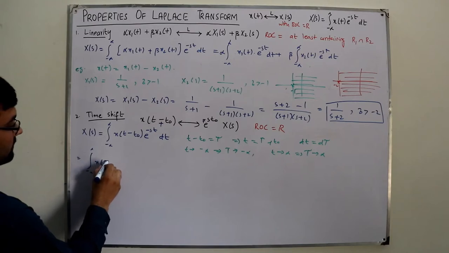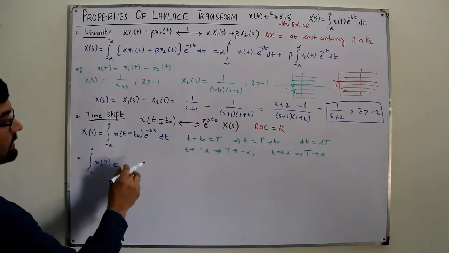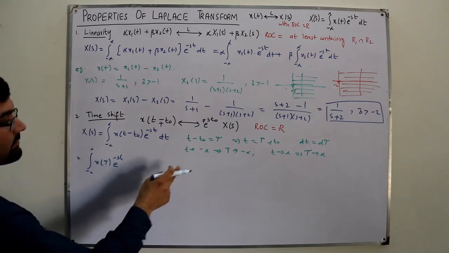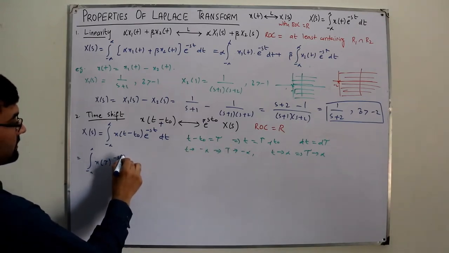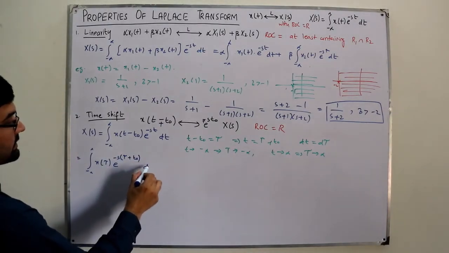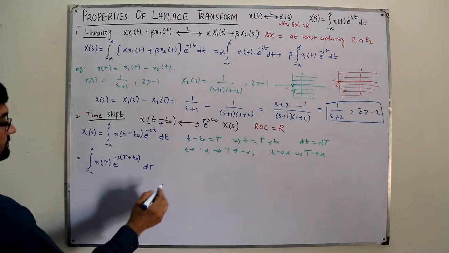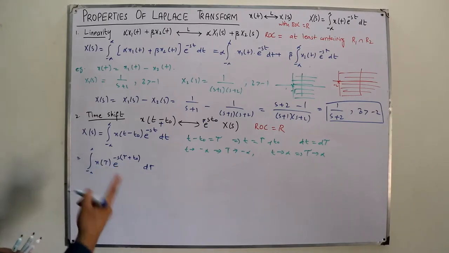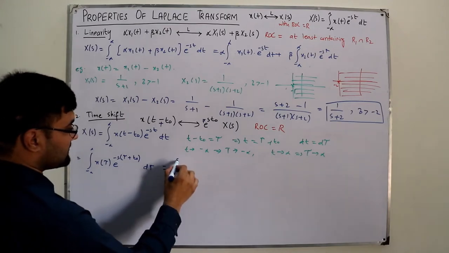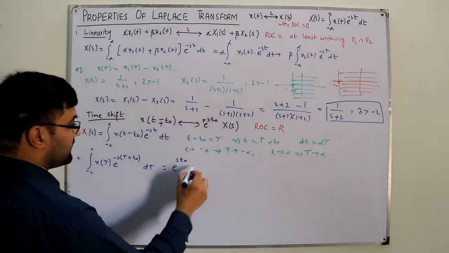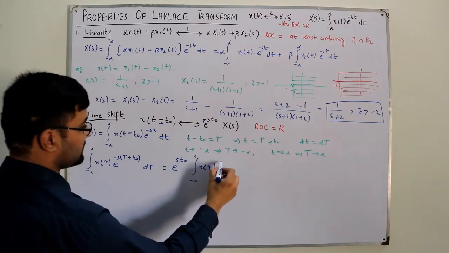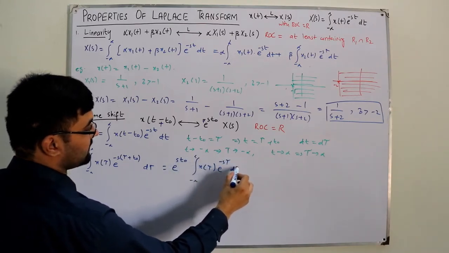x of tau, exponential of negative s. So in place of t, what do I have now? I have tau plus t naught, and this with respect to dt would be equal to d tau. If t naught is a constant, I could take it outside, exponential of s times t naught, and then I have the integral from negative infinity to positive infinity of x of tau, exponential of negative s tau, integration with respect to tau.